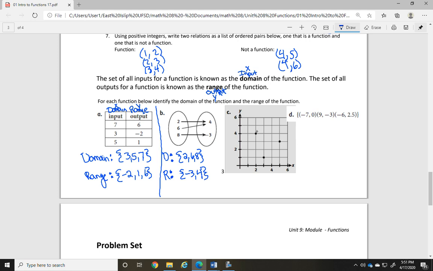And C, I'm going to label these points actually so I could see the x, y values. This is a 2, 4. This point is 3, 1. And this point is 5, 3. So the domain are the x values. The different x values are 2, 3, and 5. The range are the different y values. 4, 1, and 3. I'll do numerical order.